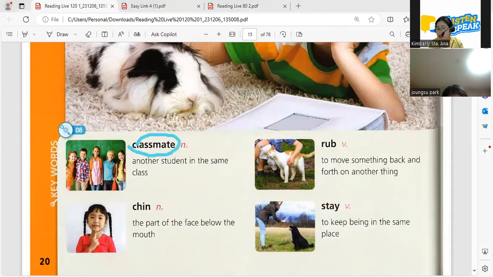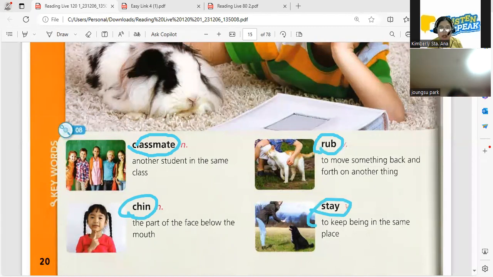What is this? Jimin? Classmate. Classmate. How about this one? Chin. Oh, this one, look. Rub. And this one? Chin. Very good. And lastly, we have stay. Stay. Good job. Good job, Jimin.